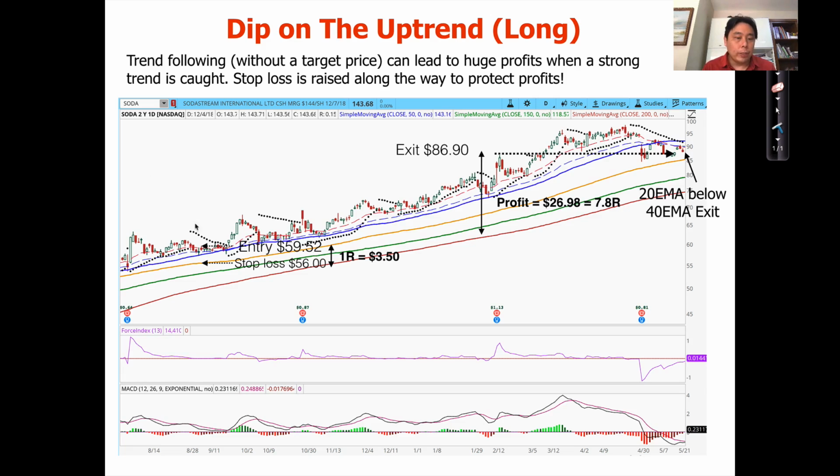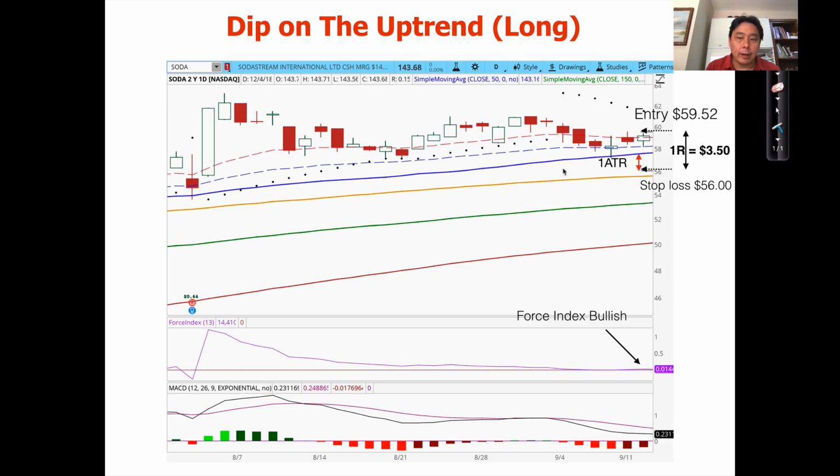So let's take a closer look at the entry point for this particular trade on SODA, and let's see if you can identify where was the valid setup. Over here, I zoomed into it. Again, this is SODA, and that's the same trade, but I've zoomed in so you can take a closer look at when would have been a legitimate time to enter the trade.